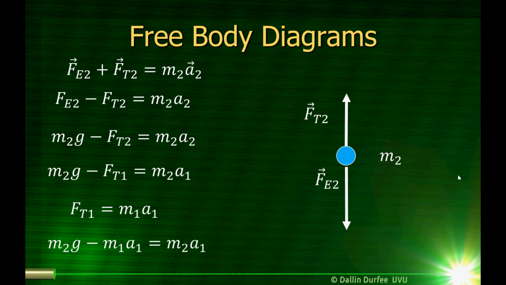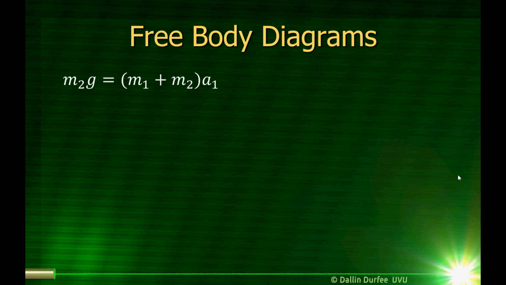And then we can just solve this by first taking all of the stuff with acceleration to the right-hand side. So we'll add m1a1 to both sides. And then we get this. Mass 2 times gravity equals m1 plus m2 times acceleration 1.